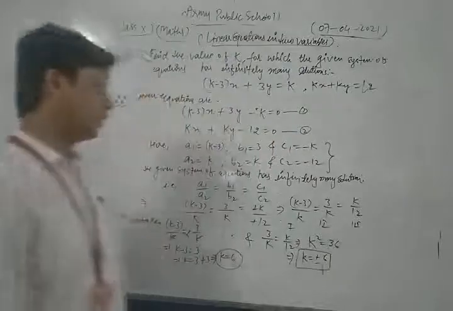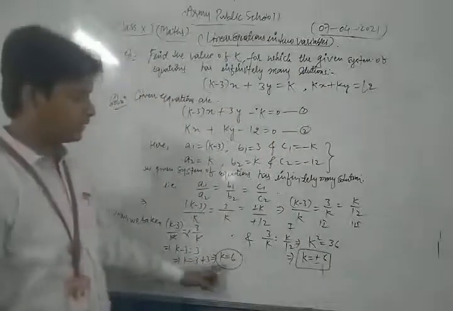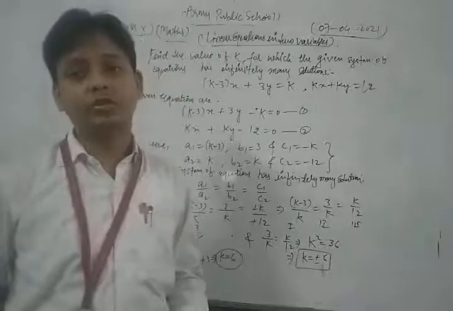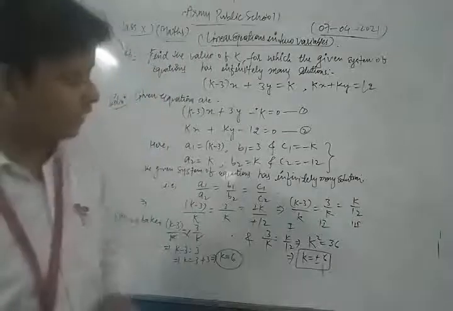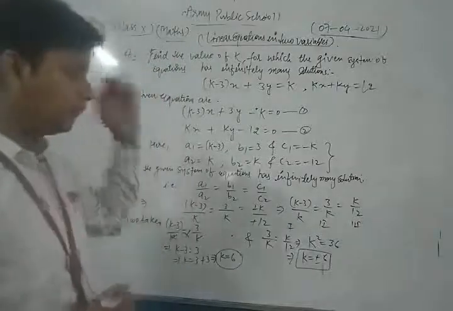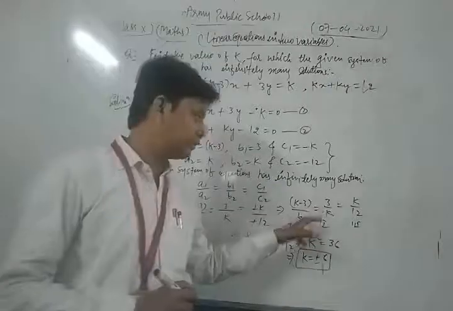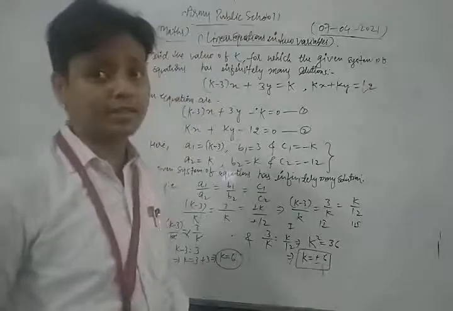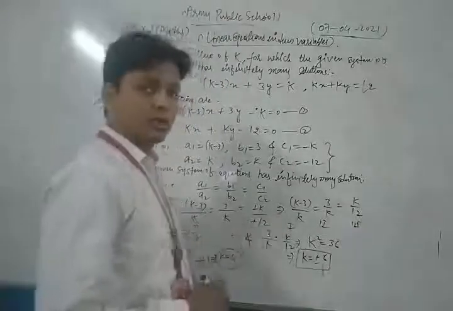So all possible values of k are plus 6 and minus 6. But what is the real solution of the given equation? Let's see. First, after putting the value of k, it must satisfy the given conditions. If we put k equal to minus 6, then what do we get?